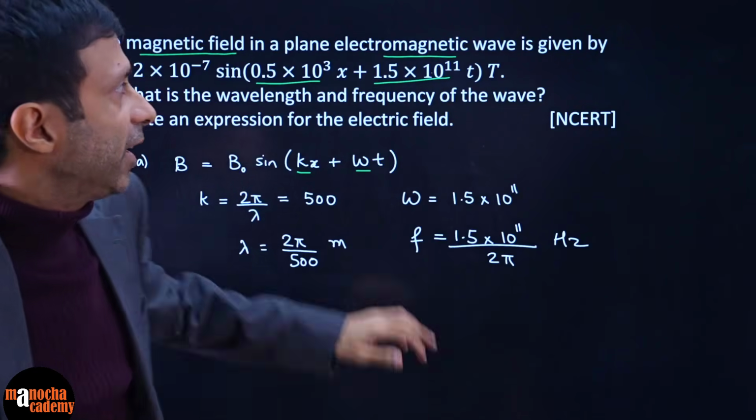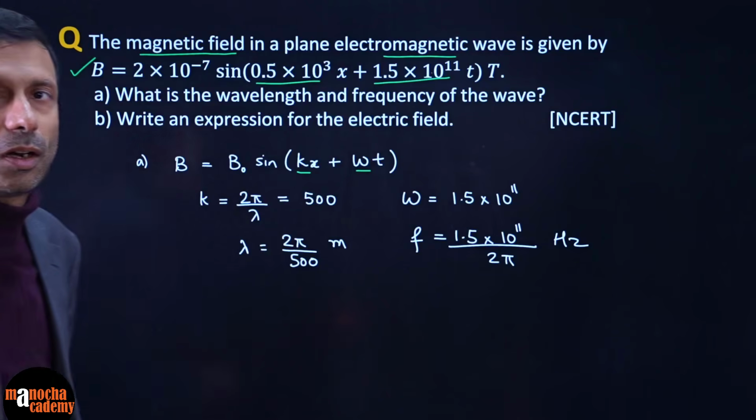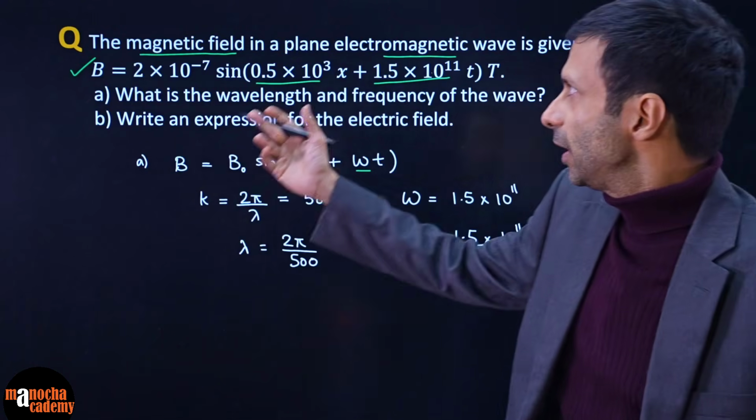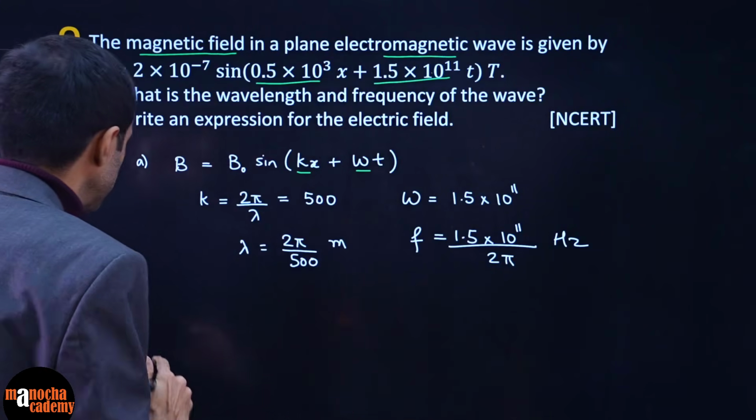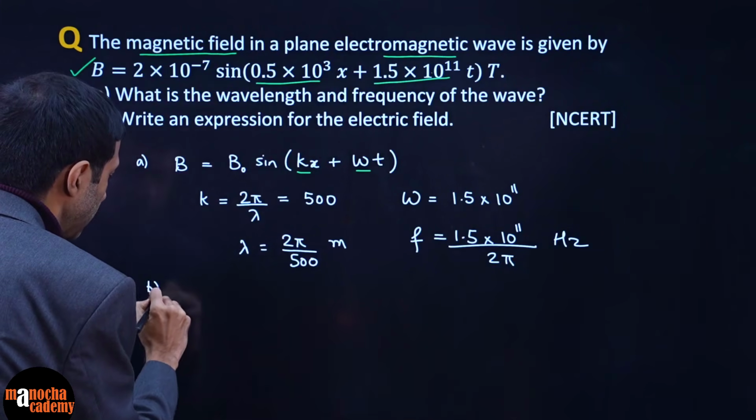Second part is very interesting. Write an expression for the electric field. How do we do that? We have just been given magnetic field. Electric field expression means we are looking for something like this.